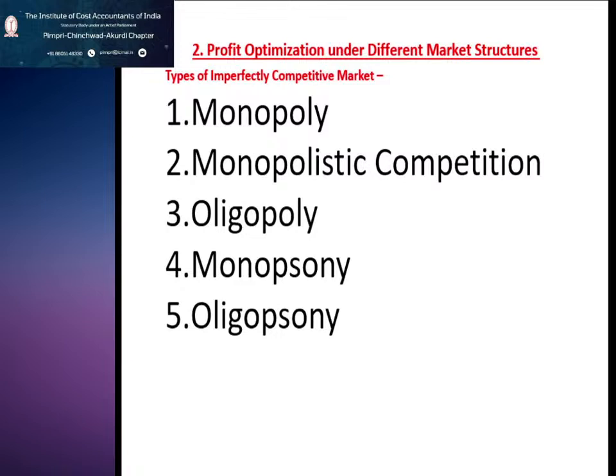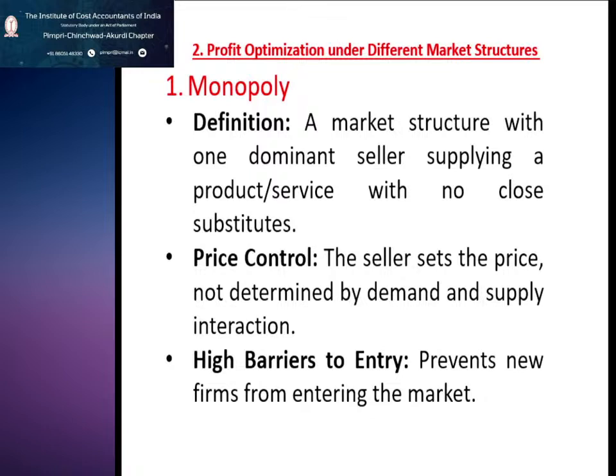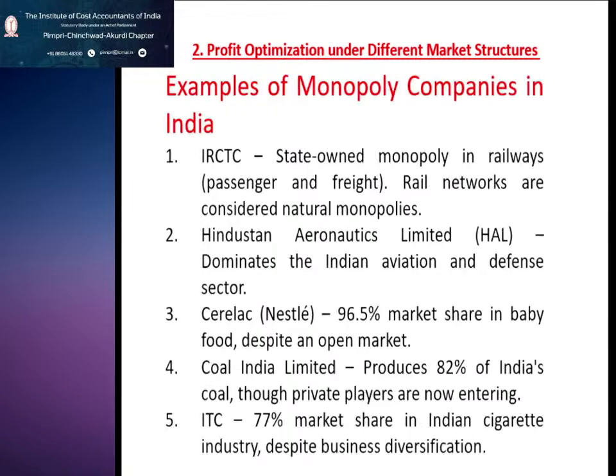Thereafter, we saw the types of imperfectly competitive market: monopoly, monopolistic competition, and oligopoly, and monopsony and oligopsony. We went through monopoly, which is where the one dominant seller is supplying a product or service with no close substitutes. Price is controlled by the seller and not determined by the demand and supply. There are high barriers to entry for new firms.